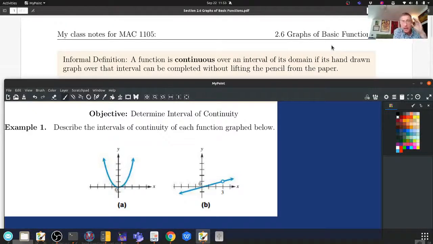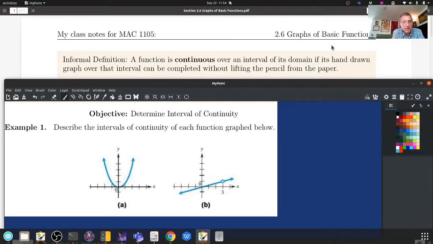Okay, this is Chapter 2, Section 6. We're just going to look at some graphs of basic functions and introduce some concepts, especially for those who are going on to calculus, that will be important, and indeed they're really important in all of mathematics, especially analysis.